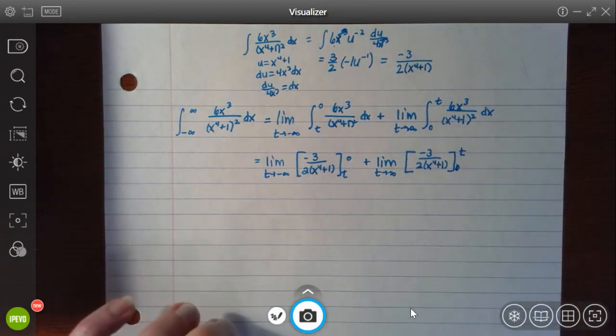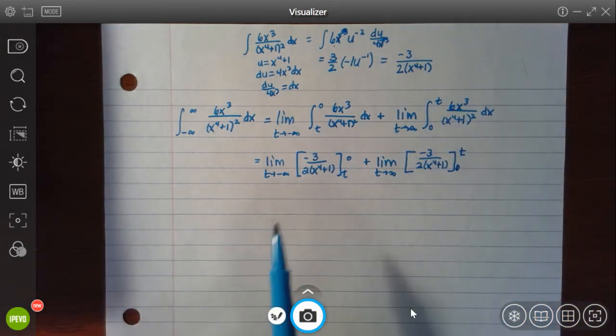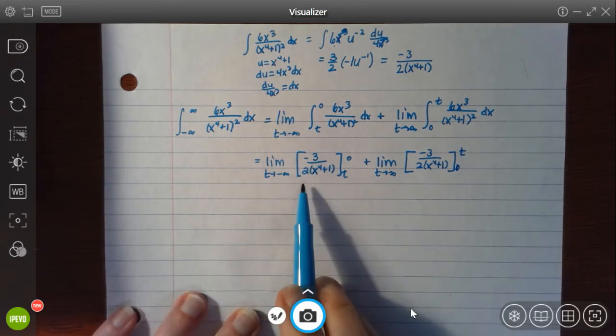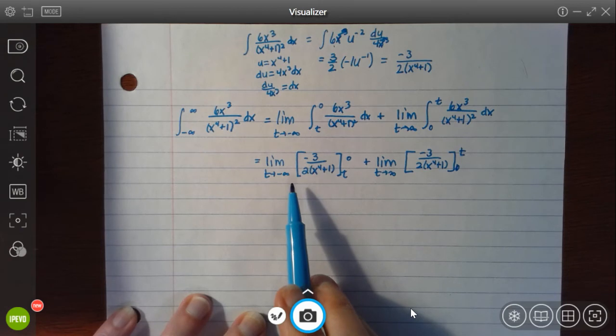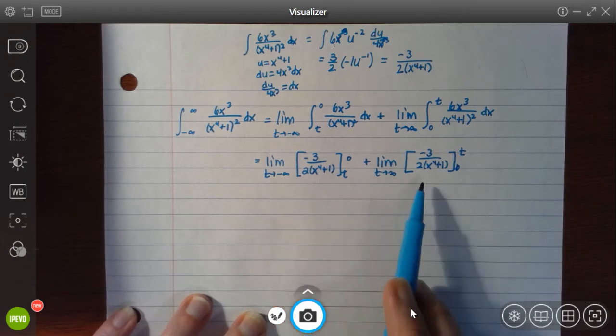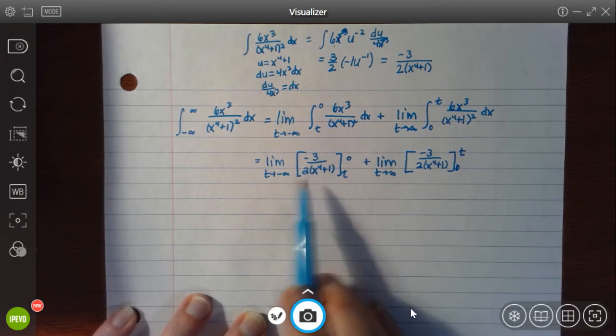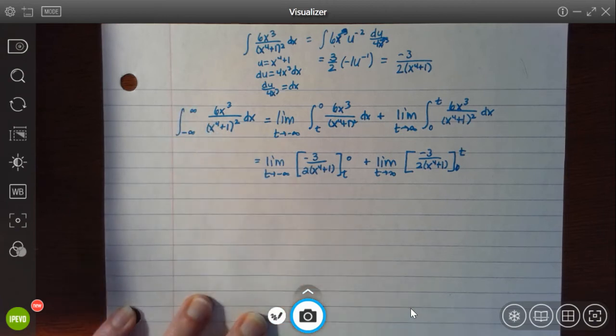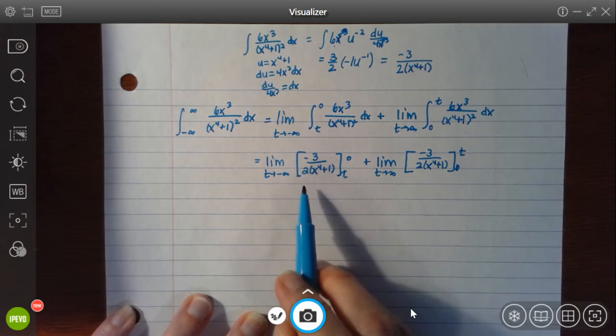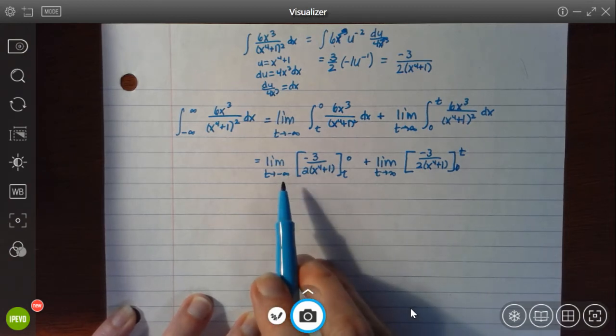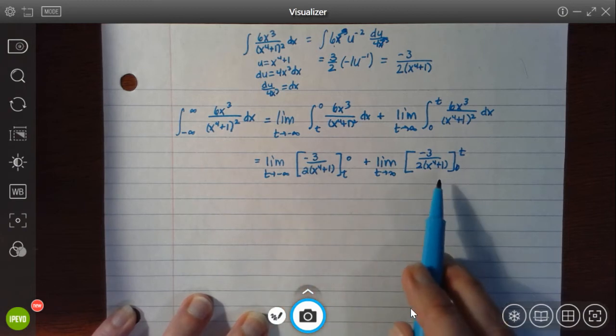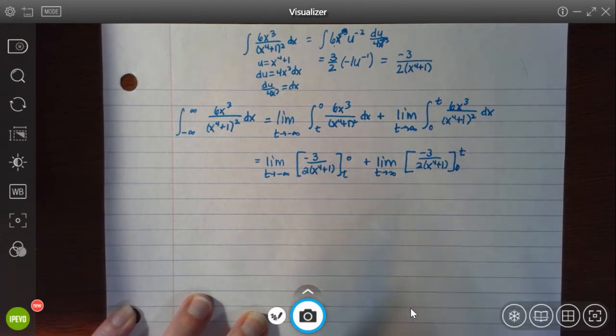Now, as we're working through these problems, an interesting thing happens. If we're evaluating this piece and we find out that it diverges, we don't even have to bother doing the other part, because once one part diverges, the overall integral is going to diverge. So once you break it up into your two parts, evaluate one part. If it diverges, you're done with the problem. If it converges on a number, then you evaluate the second part and add the two values together if you can.